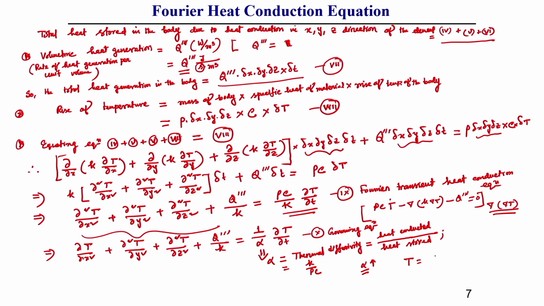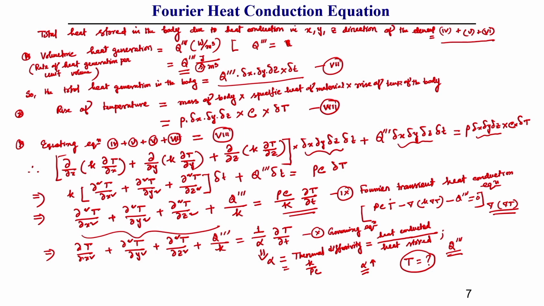What should be the temperature distribution of a body if it is subjected to some heat input or heat generation, and what should be the temperature rise of this body, that we can easily find out. So, for finding out this temperature T, you need to solve this equation. For solving this equation, what are the input parameters required? What other parameters are there?